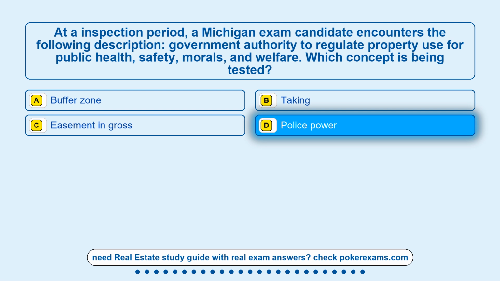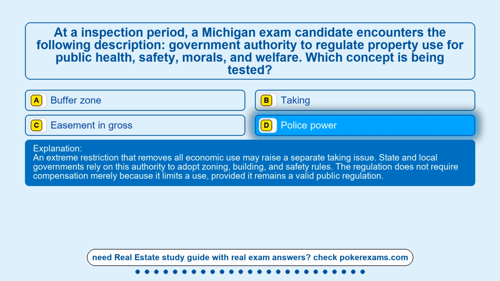Police power. An extreme restriction that removes all economic use may raise a separate taking issue. State and local governments rely on this authority to adopt zoning, building, and safety rules. The regulation does not require compensation merely because it limits a use, provided it remains a valid public regulation.